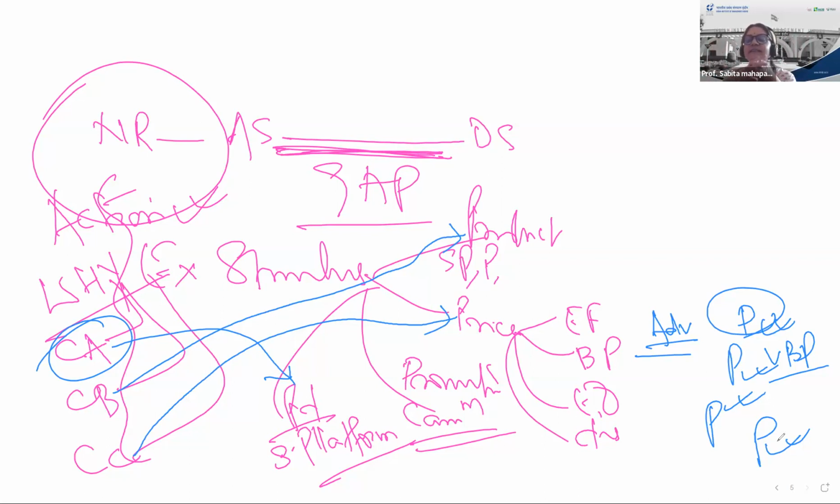So therefore, the answer to you is first go for STP: segmentation, targeting, and then positioning.